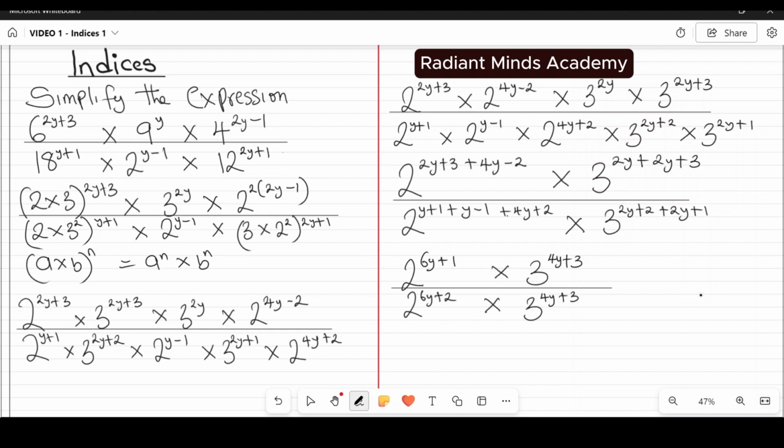At this point, we will now apply our division law. So we'll have 2 raised to the power of 6y plus 1 times 2 raised to the power of negative 6y minus 2 times 3 raised to the power of 4y plus 3 times 3 raised to the power of negative 4y minus 3. Now again, they are all expressed in a form where we can apply our multiplication law. So for the terms that have the same base, we add their indices.